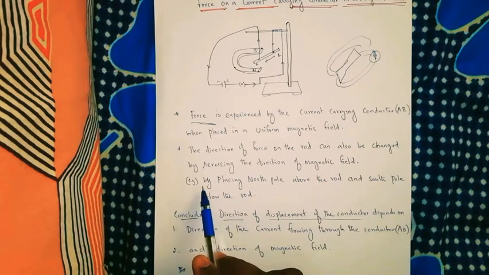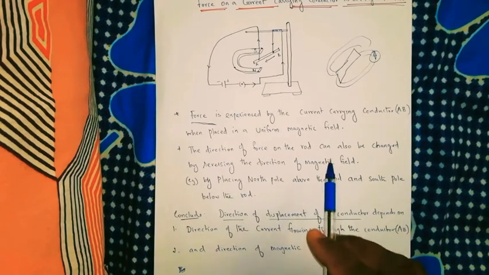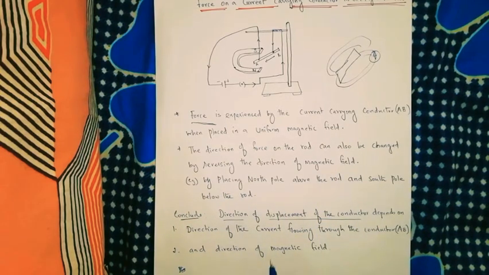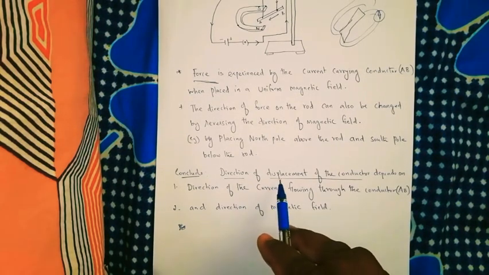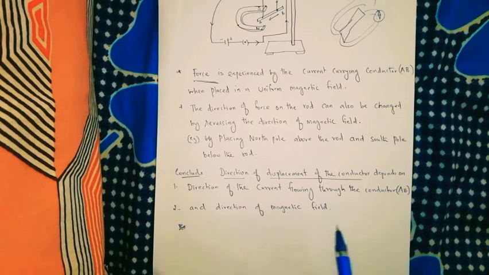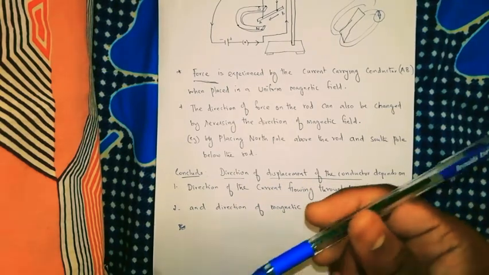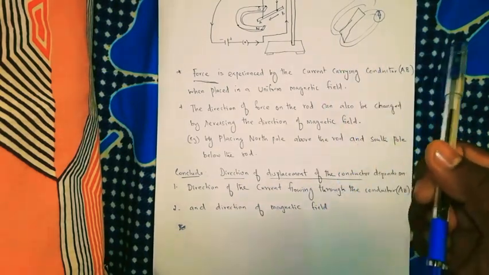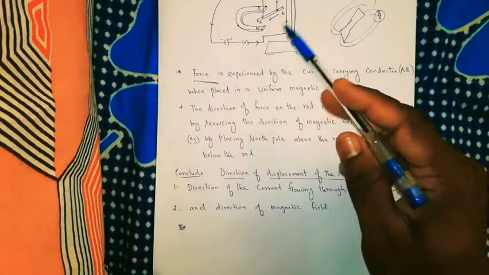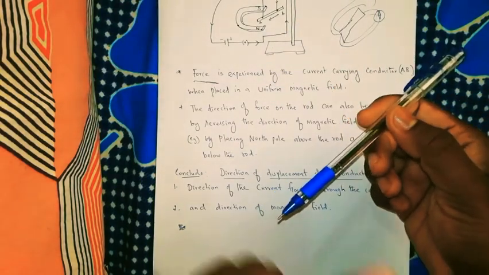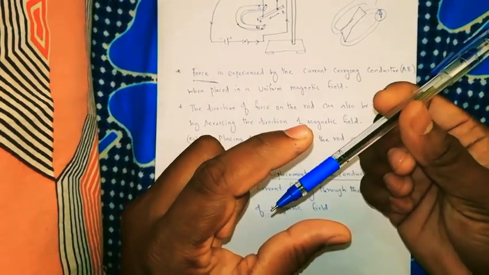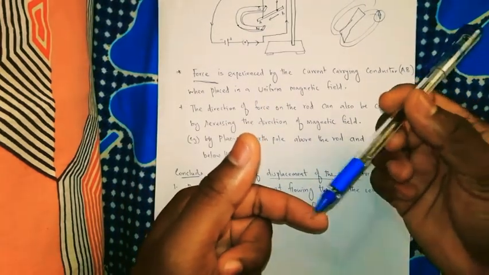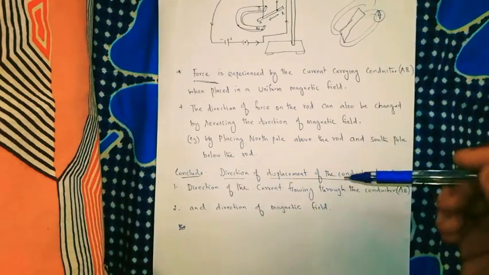What it means? By placing the north pole above the rod and south pole below the rod. So what are we concluding from that? We're concluding that the direction of the displacement of the conductor, for example AB, changes. Sometimes you see that south is on the top, north is on the bottom, the movement will be like this, and north is on the top, south is on the bottom, movement will be like this. Okay, that is what we are taking.